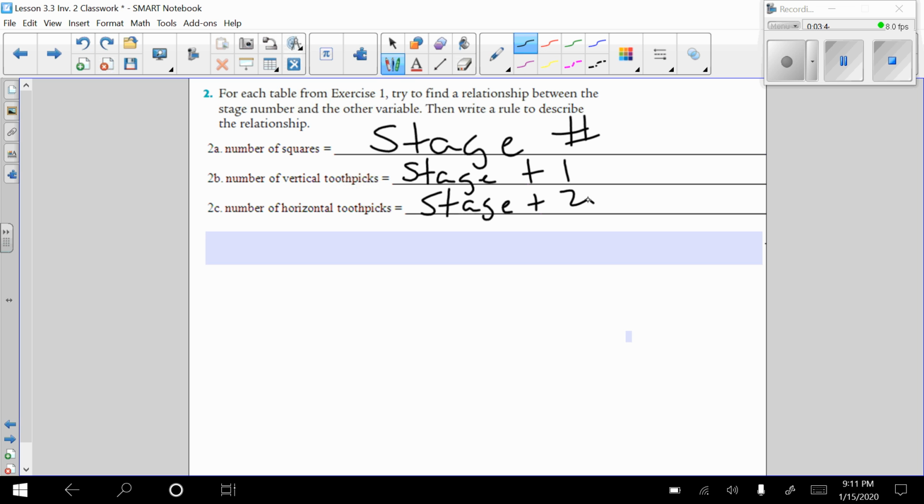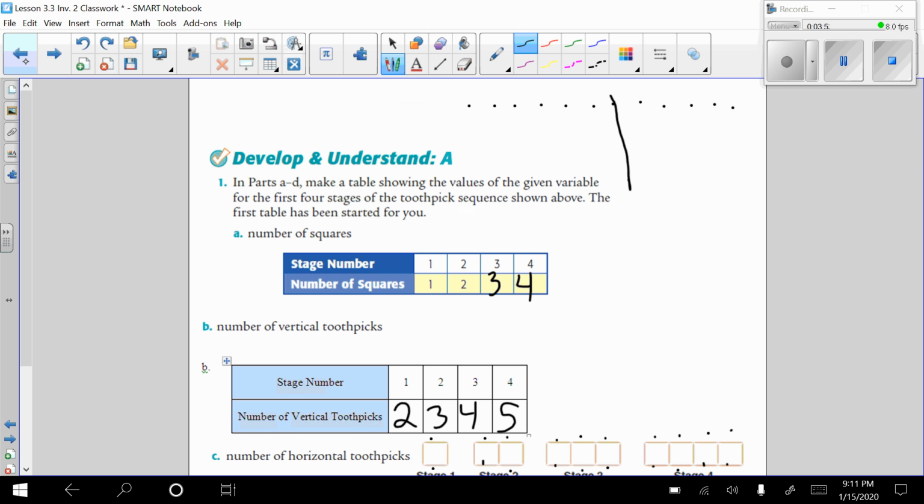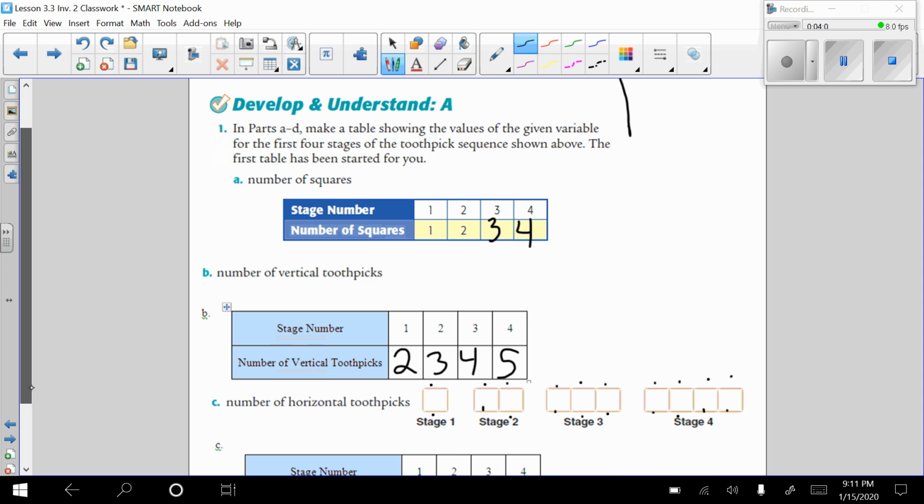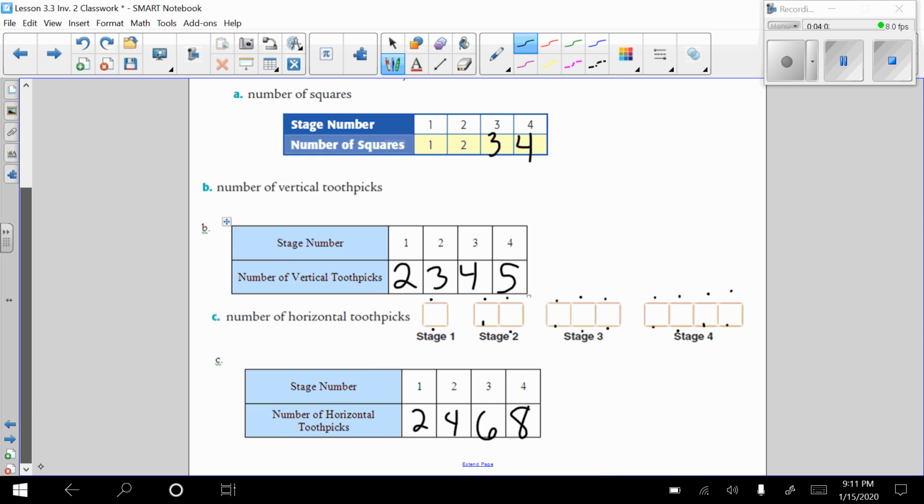I'm sorry, not plus 2, times 2. Let me go ahead and make that clearer. That's times 2. So go back to your boxes, look and see if that works. Stage number is the same. Stage number plus 1 gives us vertical. And we said stage number times 2 gives us horizontal. Is that correct? If you test it, it works every time.